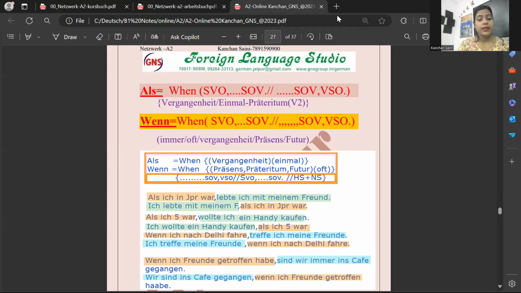Als is used very limited. We can say whenever we are talking about the past, any incident, any event which has happened only once in the past, we will use als. Only one time and past. We can use als connector just to say when. Suppose if I want to say when I was in Dubai, I visited Burj Khalifa. So this is something that happened only once. So if something happened once in the past, I will use als connector.